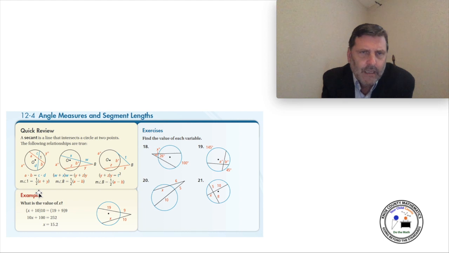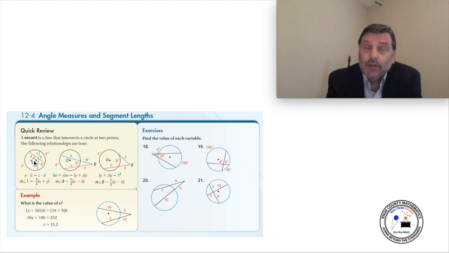We've got a relationship for 2 chords. Remember, chords are inside the circle and intersect at 2 places. If I've got 2 chords that are cut into 2 pieces, I have the products: AB is equal to CD. In other words, there are two small parts, and the product of those 2 small parts is equal to the product of the other chord that intersects it. Here, if I'm given this type of figure where I've got 2 secants, I can find the measure of those angles using this formula. If I've got a secant and a tangent, I can find the measure using this formula.